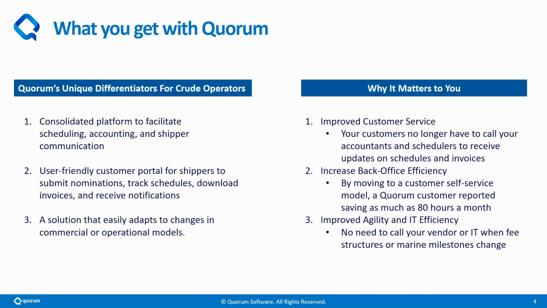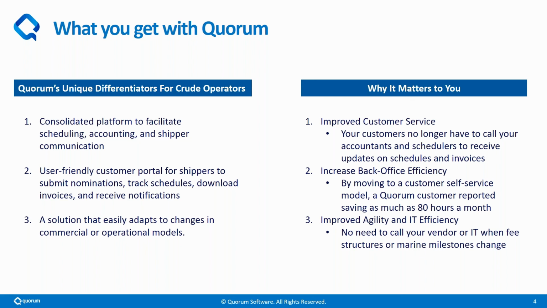So what do you get with Quorum? With myQuorum Crude Transportation, you get a consolidated platform to facilitate scheduling, accounting, and shipper communication. No more jumping back and forth between software modules and no more clunky integration. You also get a user-friendly customer portal for your shippers to be able to nominate, track schedules, download invoices, and receive notifications. This alleviates the back and forth phone calls and emails required for your customers to communicate with your schedulers and accountants.